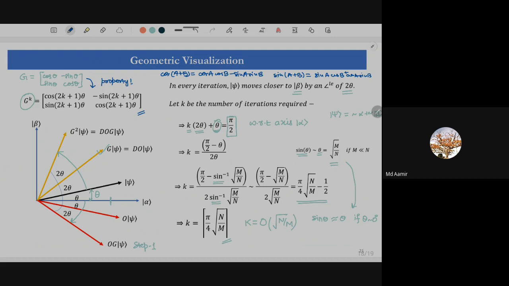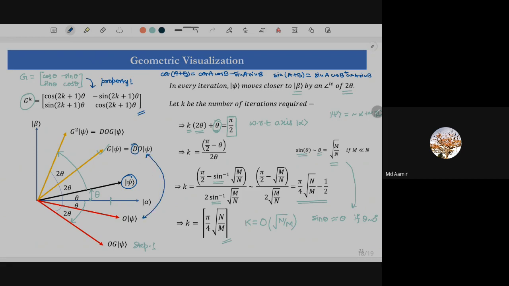So let's now finally conclude this topic by calculating why we have this order of root n by m. So we have the psi and we have a theta angle here, and then we perform this flipping of the sign. That will be this O, and we got this thing. And then we perform the diffusion operator. This is D.